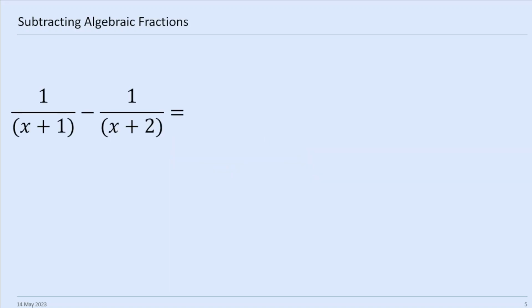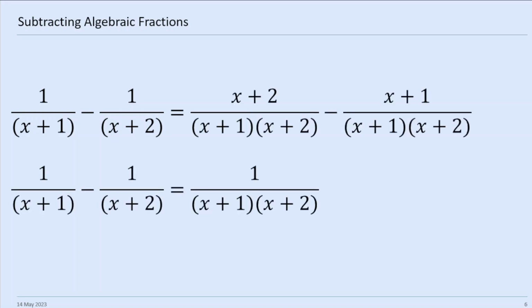We can also subtract fractions algebraically, so algebraic fractions, so 1 over x plus 1 minus 1 over x plus 2, put them over a common denominator of x plus 1 times x plus 2. That gives us x plus 2 over x plus 1 times x plus 2 minus x plus 1 over x plus 1 times x plus 2, which is 1 over x plus 1 times x plus 2. And actually this is a generalization of the result for simple fractions that we just did.